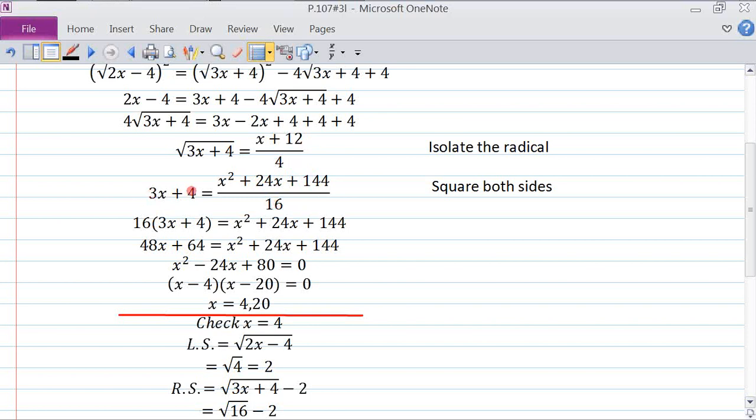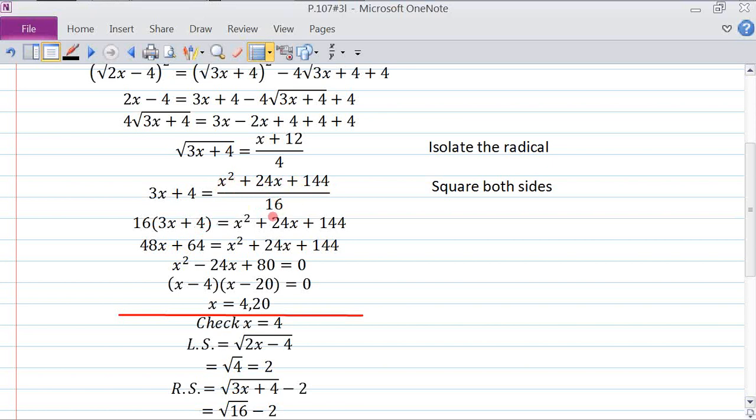I'm going to multiply 16 times the left side, and when I multiply 16 times the right side, I get rid of this fraction here. So I'm multiplying both sides after squaring both sides right here. I'm going to multiply through by 16 so that I get rid of this 16 here. So 16 times this gives me 16 times 3x plus 4. On the right side, the 16 on the numerator and the denominator will cancel.